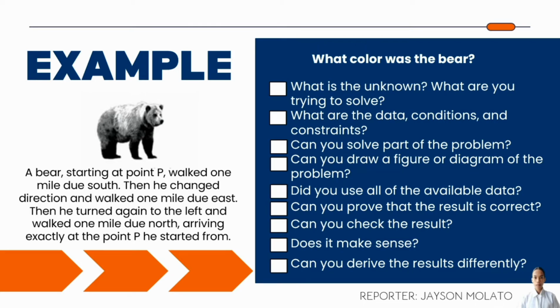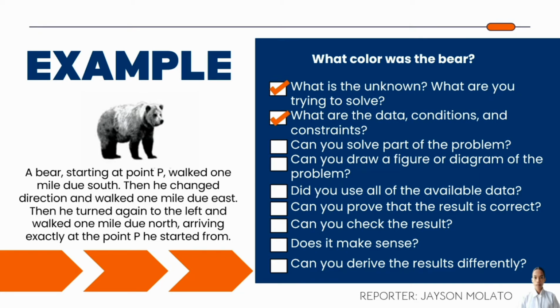So that is a check mark. The next question is, what are the data, condition, and constraints? The only data we have are a bunch of directions and the fact that the bear is moving. Is there any connection between the data and the unknown? Because that's what we are trying to look for. That is a check mark.